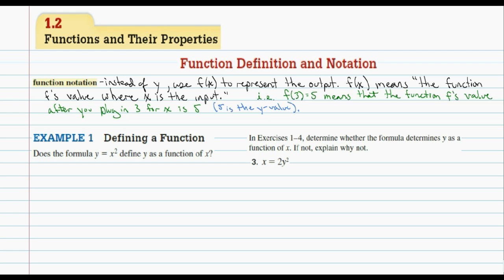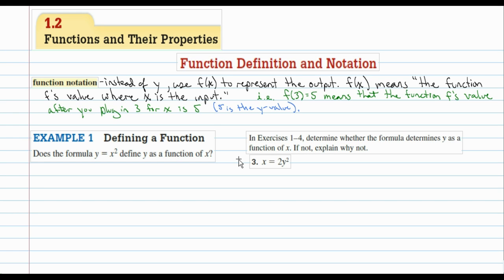Alright, so let's start off with example 1, function definition and notation. You saw this in Algebra 2 a little bit. Function notation means instead of y, you're going to use f of x to represent the output of a function. F of x, that's how that's said, means the function f's value, where x is the input. Sometimes you see g of x or h of x. This one we're calling f of x, where x is the input. So f of 3 means that after you plug in 3 for x into the f function and simplify, you get 5. 5 is the output.